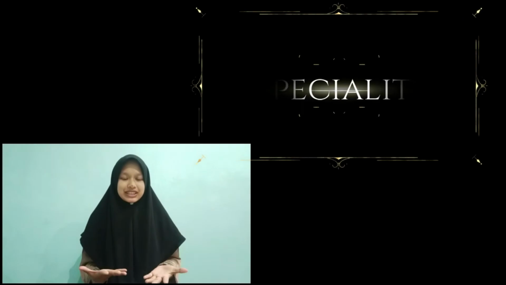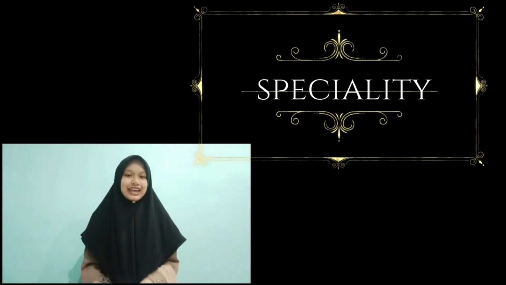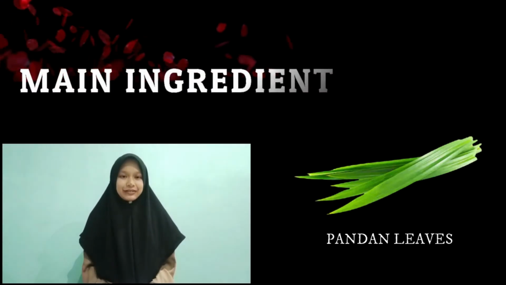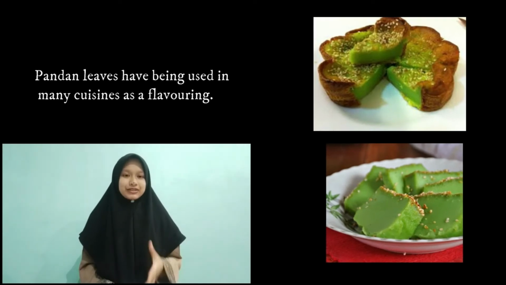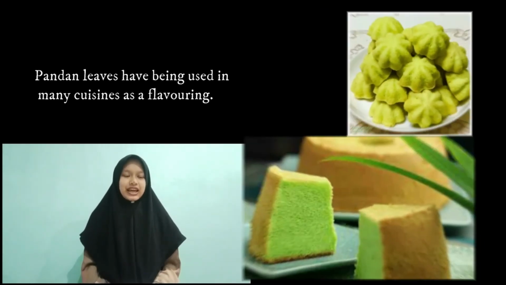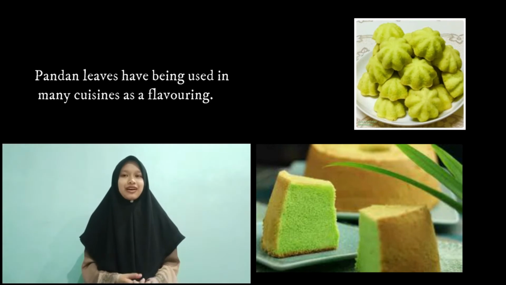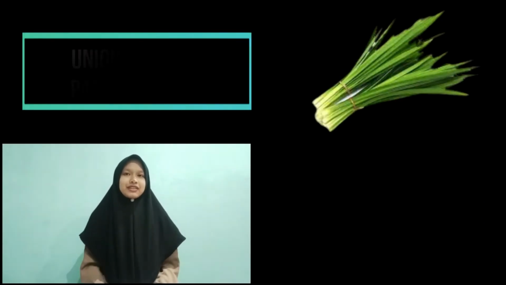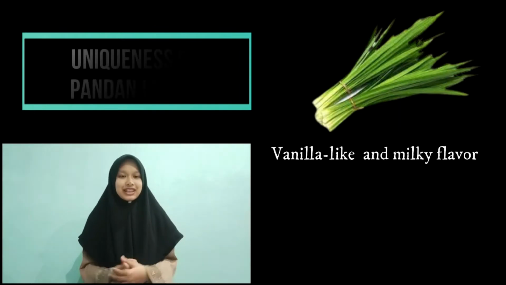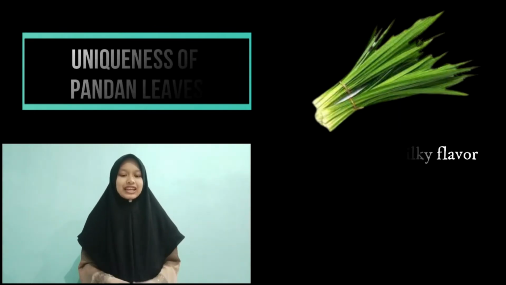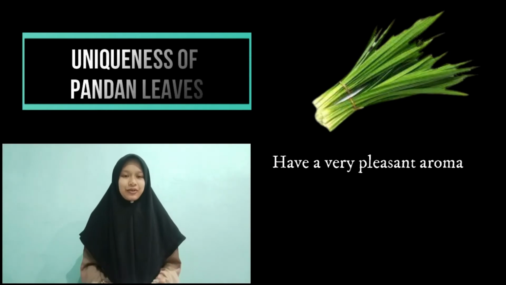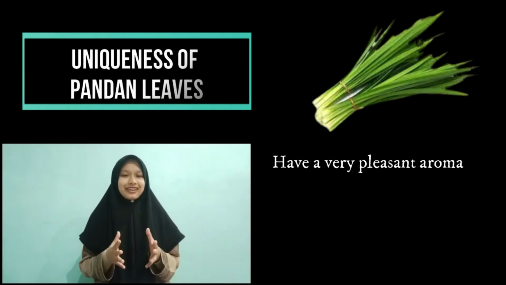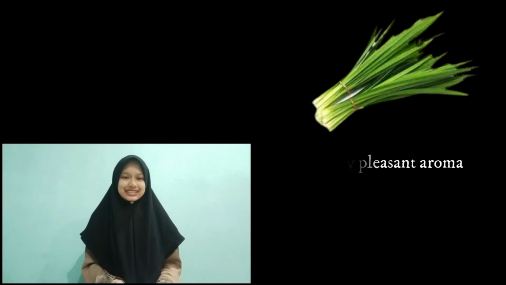So what is the speciality of our Pandan Gula Melaka cake? First of all, it uses pandan leaf as its main ingredient. Pandan leaf has been used in many cuisines in Southeast Asia as a flavoring. Why pandan leaf? We use pandan leaf because it has a vanilla-like and milky flavor, and it also has a very pleasant aroma, which makes it distinct from other desserts.